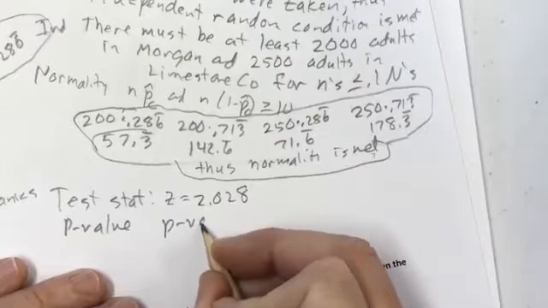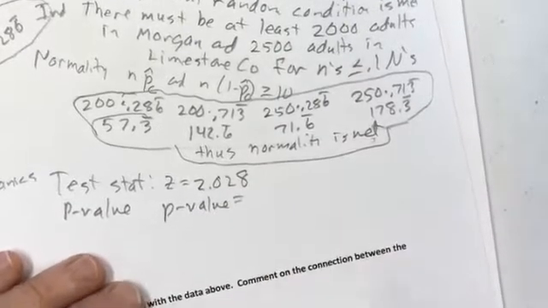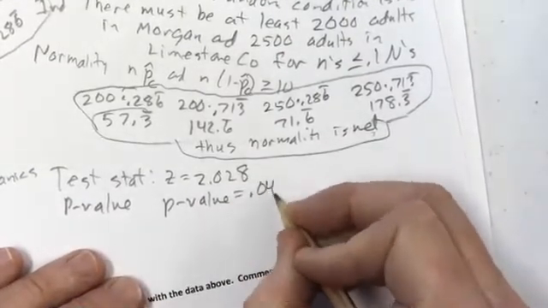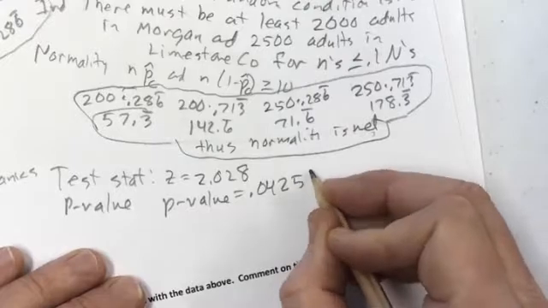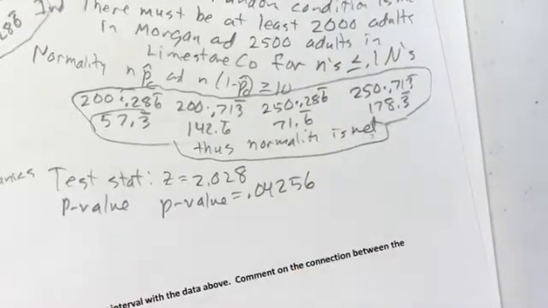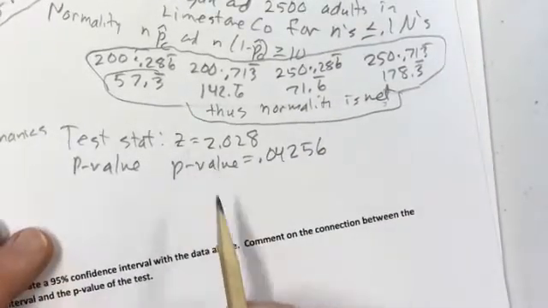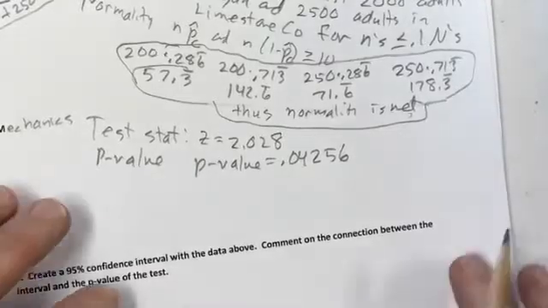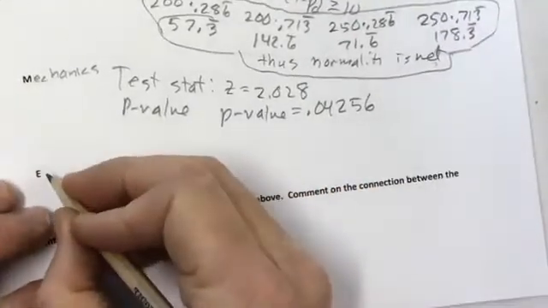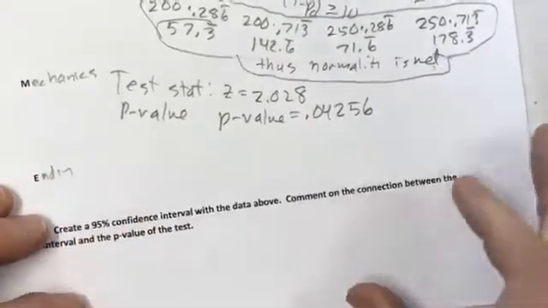And then our p-value, and please write p-value, don't just write p, is equal to 0.04256. Okay? So there you go. And so that is your test statistic and p-value. You have to write both those numbers down. And lastly, the ending. So the ending, we're going to say this.